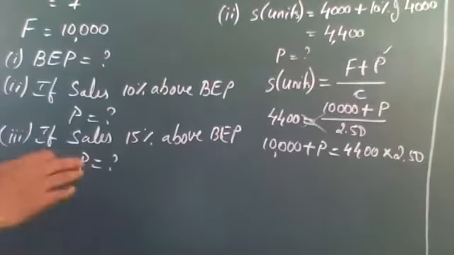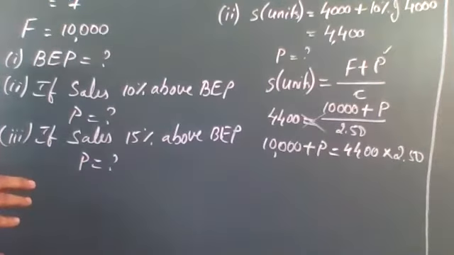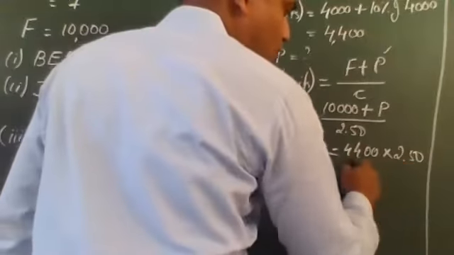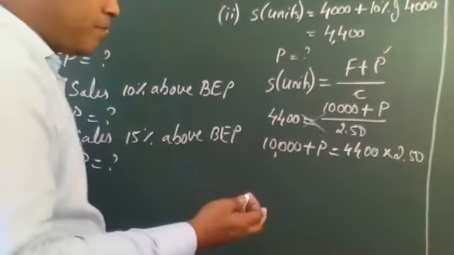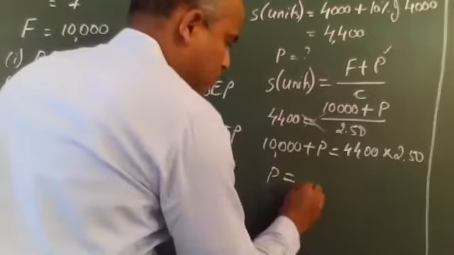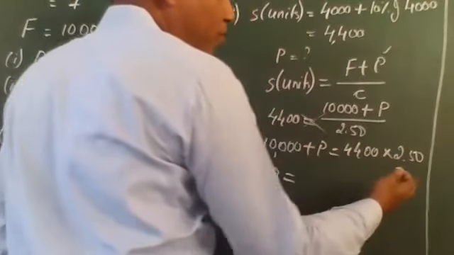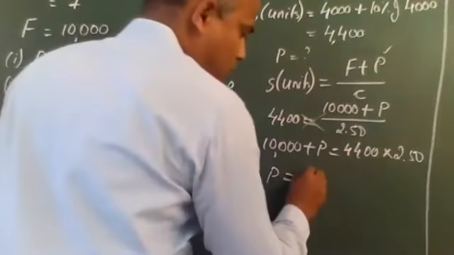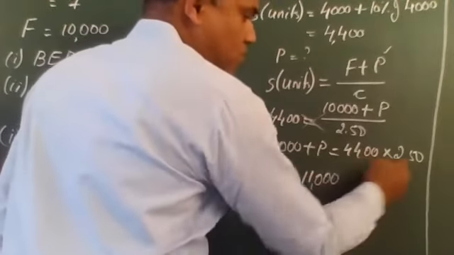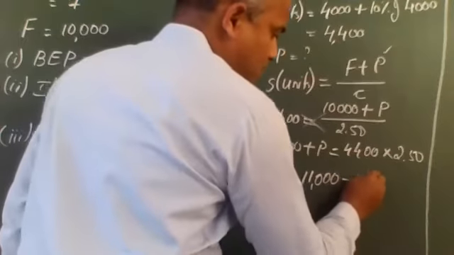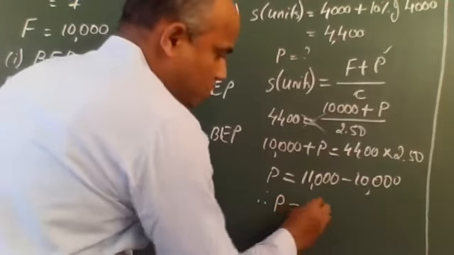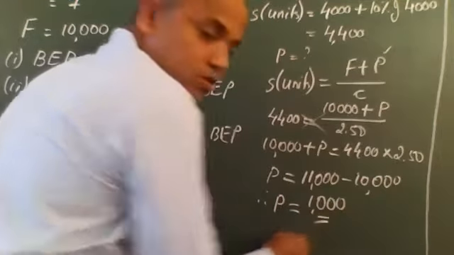Yes. So the plus 10,000 going the other side becomes minus 10,000. And when you multiply 4,400 with 2.5, 2.5 into 4 times is 10,000, so it will be 11,000. And this plus 10,000 going that side becomes minus 10,000. Therefore, profit will be 1,000.